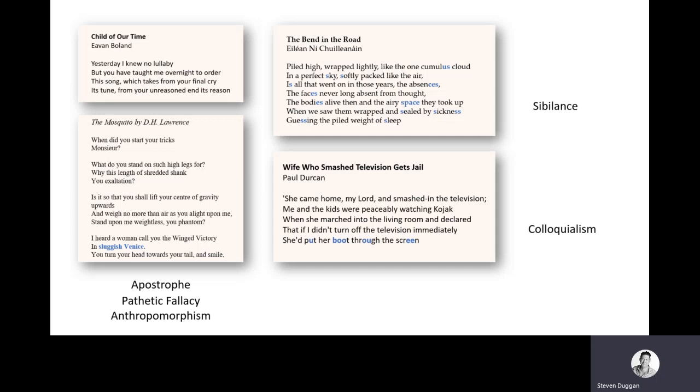Now, obviously, colloquialism, this is a poem that's written very much in modern parlance, but also we're seeing assonance. He gets that impact of that really powerful last line through the use of long vowels. "She put her boot through the screen." It makes it emphatic. It gives it that sense of an ending to the passage. And it's used obviously very deliberately.